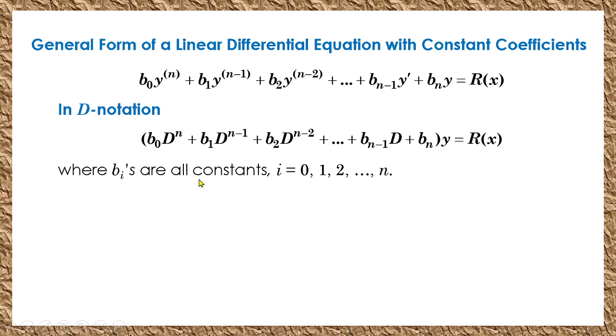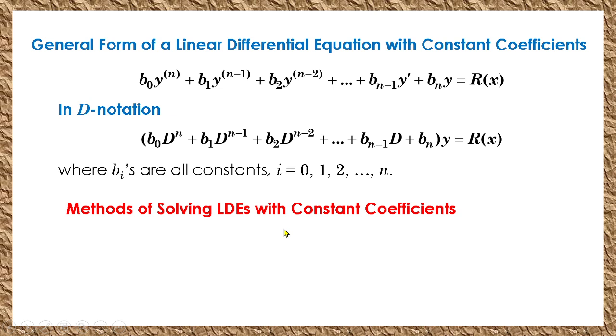The b sub i's here are all constants, where i equals 0, 1, 2, all the way to n. So b sub 0 is my b sub i, b sub 1 is another b sub i, b sub 2 is when i is 2, until we get to the last term, b sub n. And that operator, b sub 0 D to the n all the way to b sub n, is to be applied to y, meaning you're going to get the derivative of y of order n. And the right side is in terms of x.